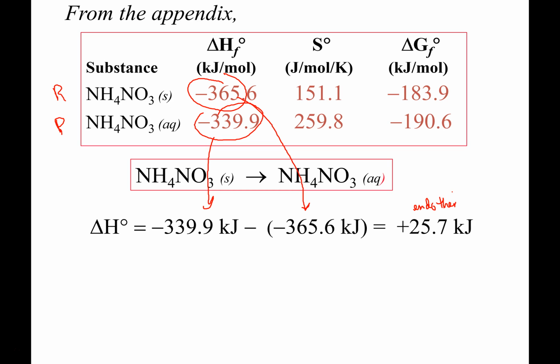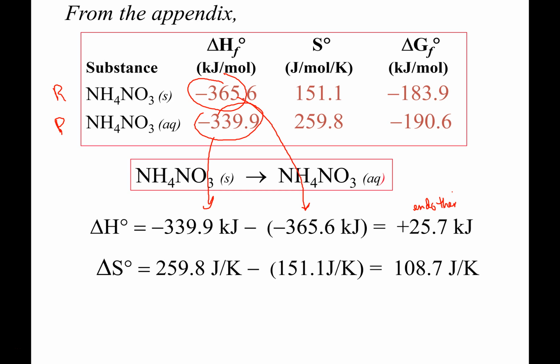Okay, endothermic. Let's look at the entropy term, and we'll do a similar thing. We're going to take the 259.8 joules per mole Kelvin, and from that subtract 151.1 joules per mole Kelvin. And we come up with a positive 108.7 joules per Kelvin. So is this becoming more ordered or disordered? Disordered, because it's positive.